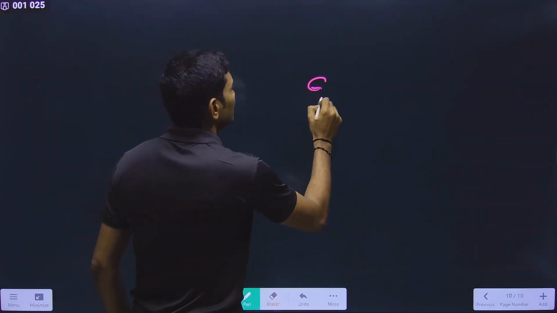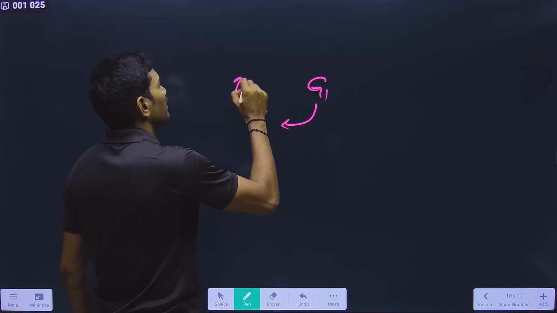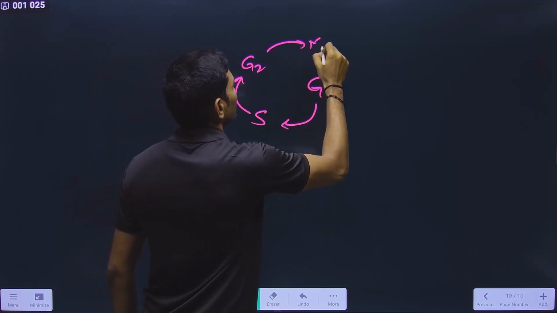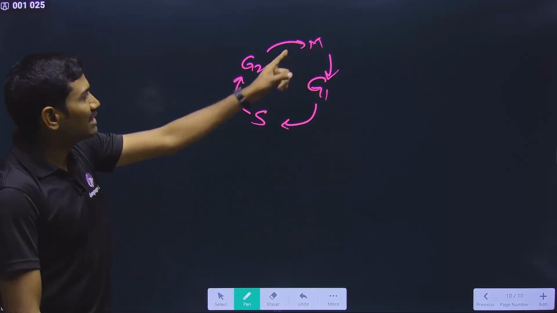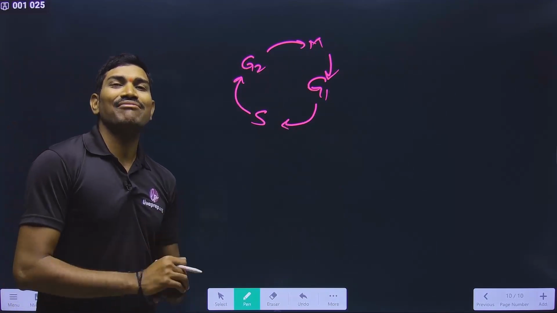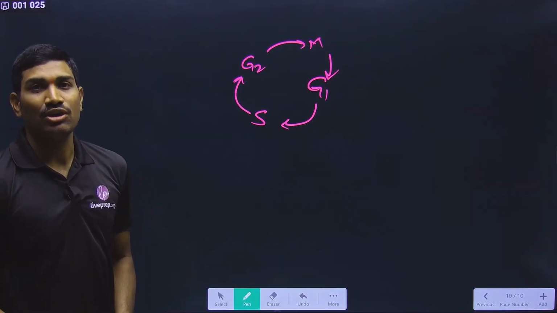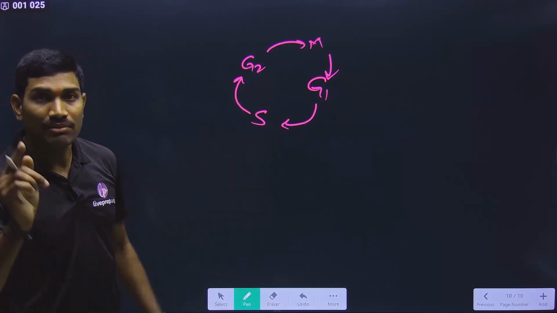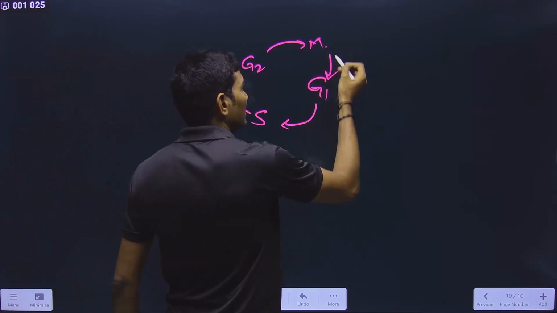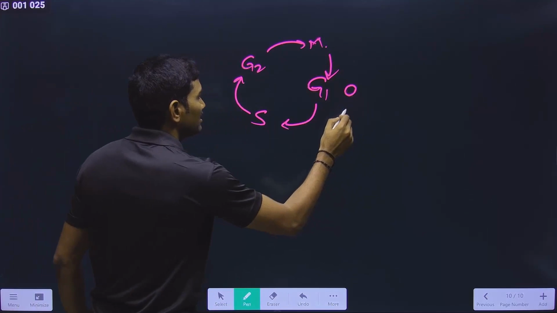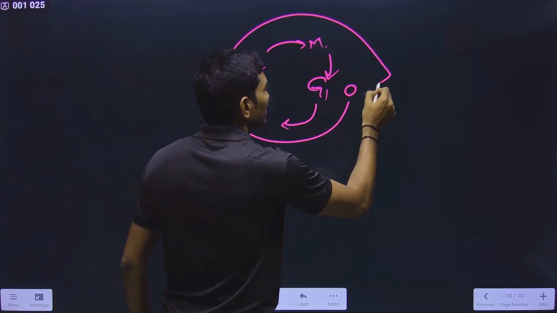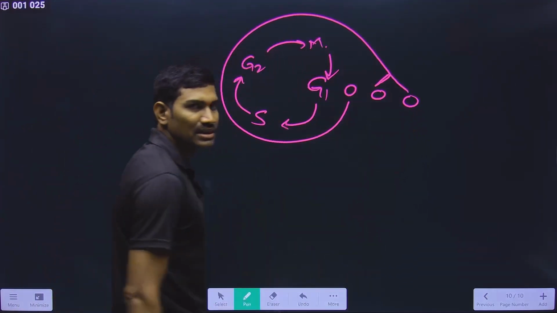Here you are saying G1 phase, S phase, G2 phase, and then M phase. But only a single M phase is there. If a single M phase is there, how will you say that interphase is the phase between two M phases? Now observe this concept carefully. After the M phase, initially we are starting with a single cell, and this single cell will divide and form two cells. Yes or no?